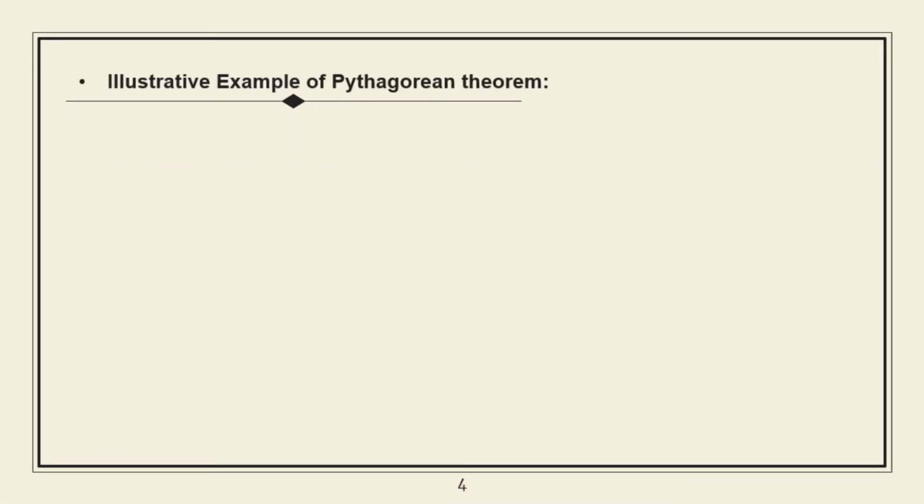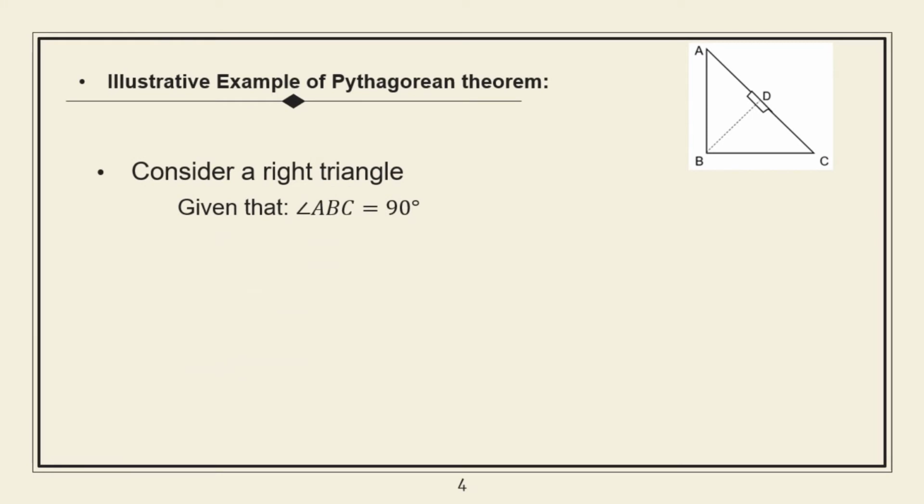Okay, let's have an example for the Pythagorean theorem. Let us consider triangle ABC with angle B a right angle, or angle ABC is a right angle, and line segment BD is perpendicular to line segment AC. When we say perpendicular, it forms a right angle, so that angle BDC and angle BDA are right angles.